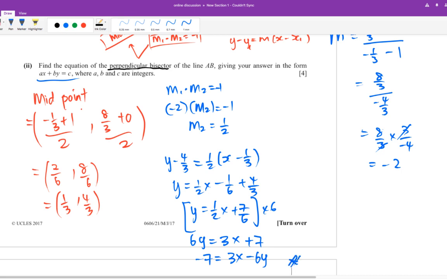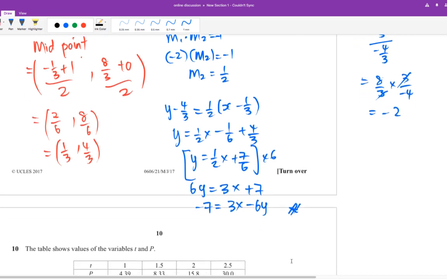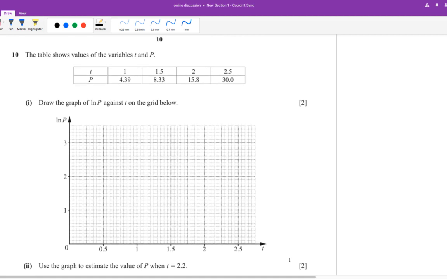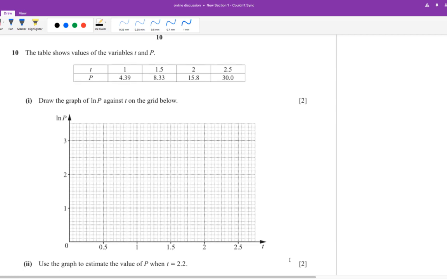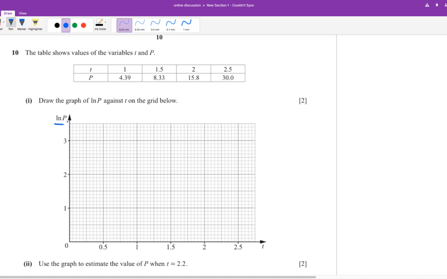Alright, so let's move on to the next one, number 10. The table shows the values of the variable t and p. Okay, so you need to draw this. This is linear law, definitely, because this is ln p against t.